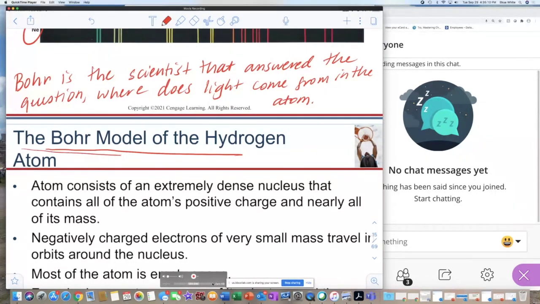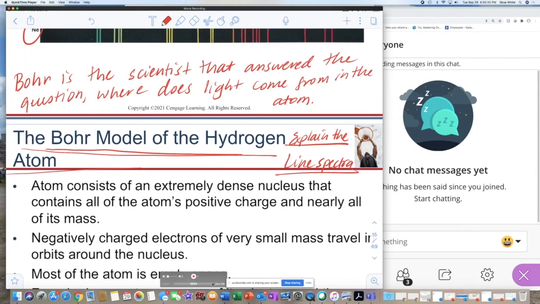Bohr's model was able to tell us where the light came from, and then he was able to explain the line spectra. All other scientists up until this point couldn't explain what the electrons were really doing. Bohr did an excellent job at explaining the line spectra.